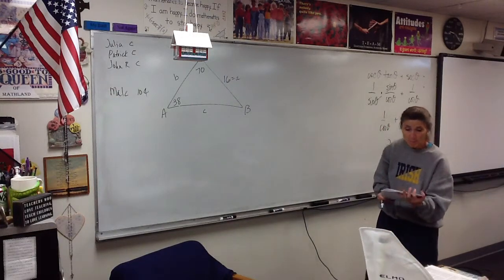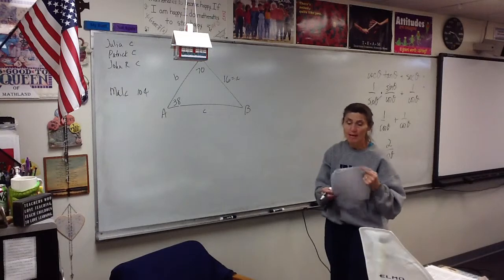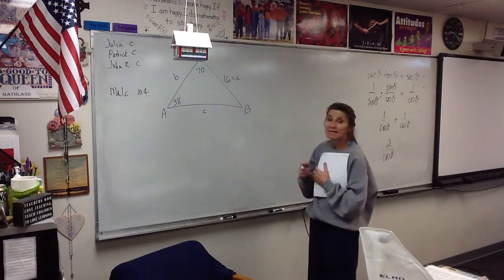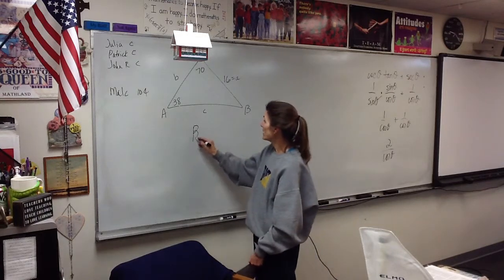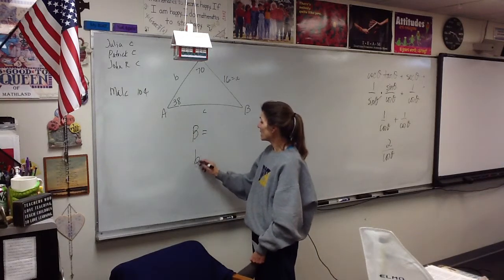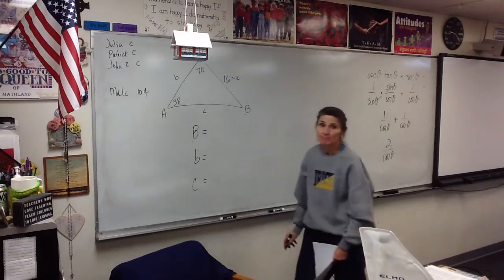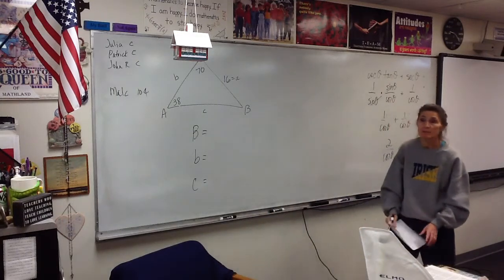Your job, when the directions say solve the triangle, is to find everything that's missing. So I made a list over there for you. So we've got to find angle B, we've got to find side B, and we've got to find side C. Those are the missing pieces.